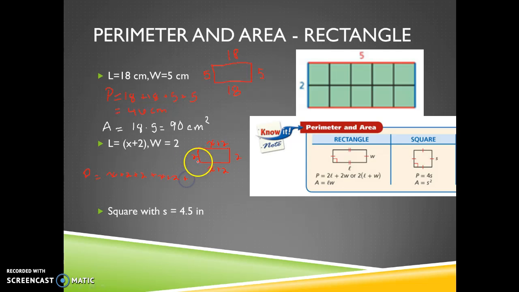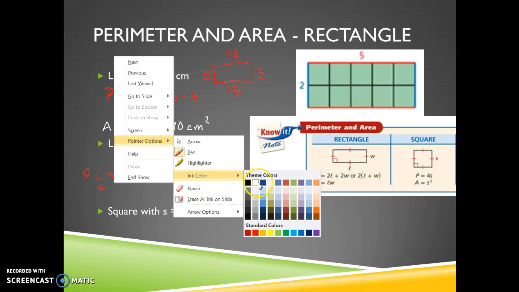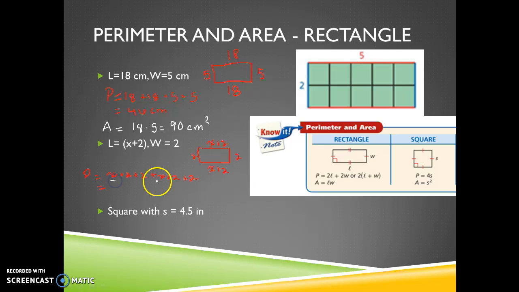plus our last 2. So if you remember from algebra, this is a case where we have to combine like terms. The first thing we're going to combine are our x's. So we have an x here and an x here. So that means we have 2x. Then we have 2 plus 2 is 4, plus another 2 is 6, plus another 2 is 8. So the only expression we can have for perimeter is 2x plus 8. And you could say units since it did not specify the units.